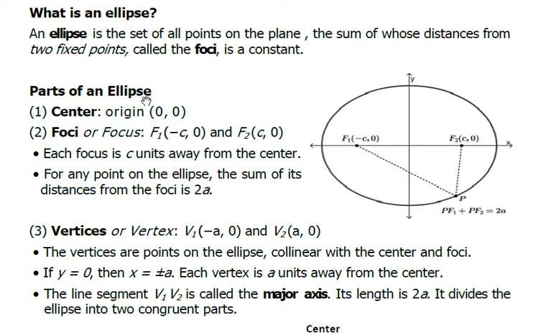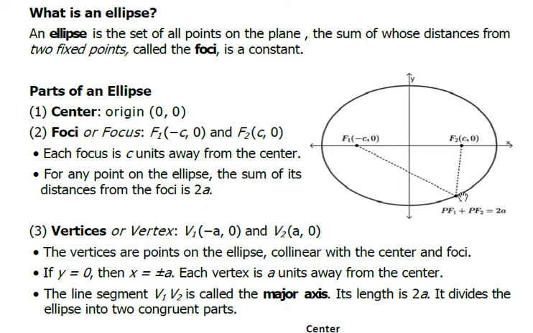Parts of an ellipse. So we have the center. The standard ellipse is centered at the origin with coordinates 0, 0. Then foci or focus, as I had mentioned earlier. Take note, each focus is c units away from the center. And for any point on the ellipse, the sum of its distances from the foci is 2a.